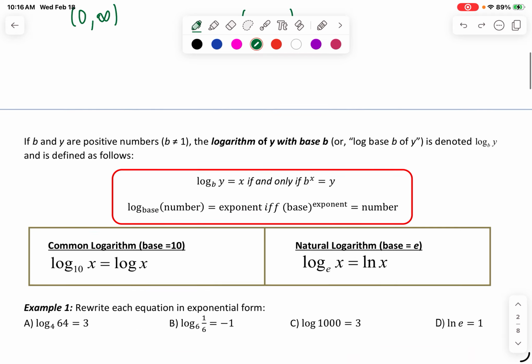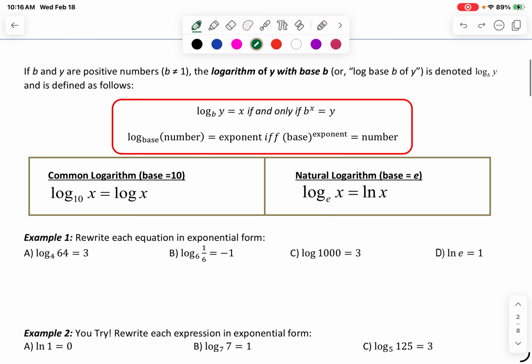Okay, so let's talk about logarithms. It says if b and y are positive numbers and b is not equal to 1, the logarithm of y with base b, or log base b of y, is denoted by log base b of y. So that's how you say this right here. Let me get my highlighter out. It says log base b of y, and it's written right here.